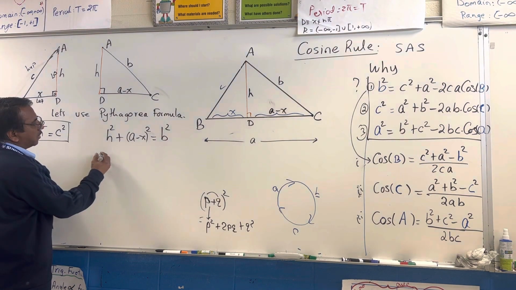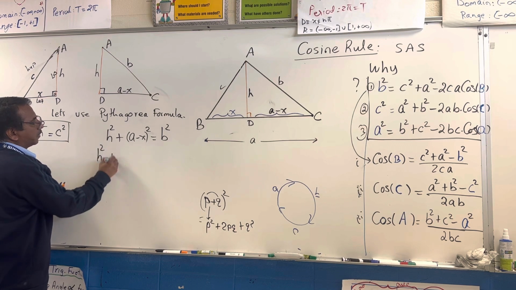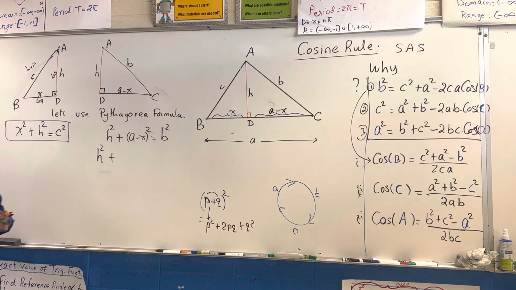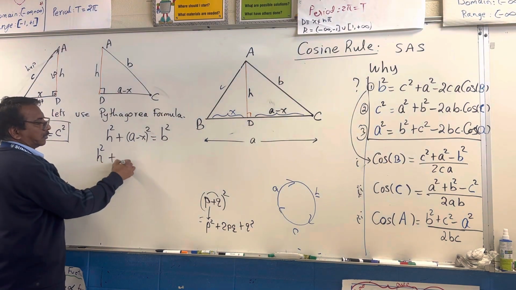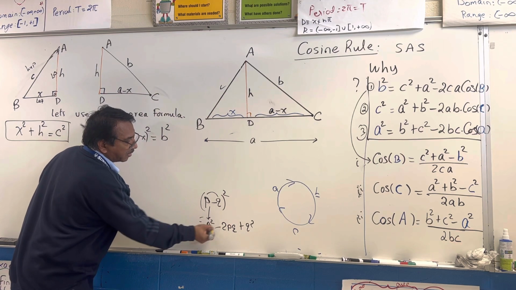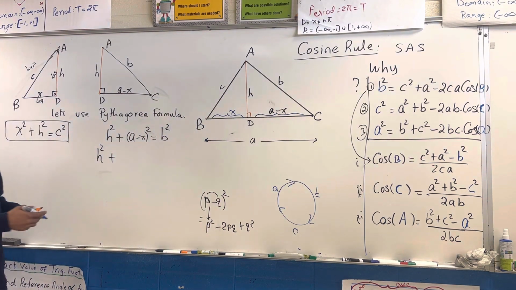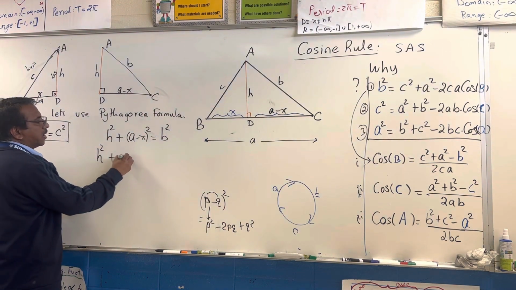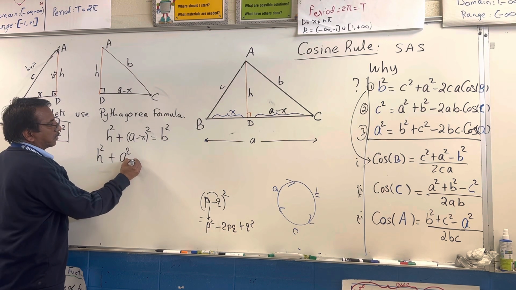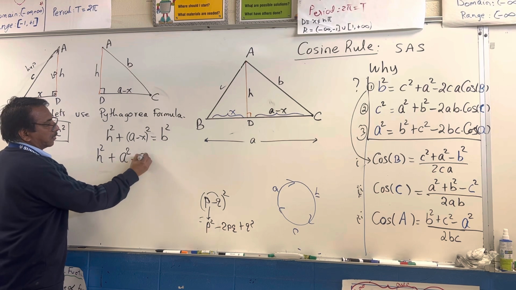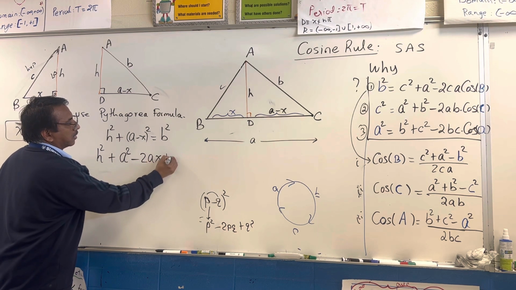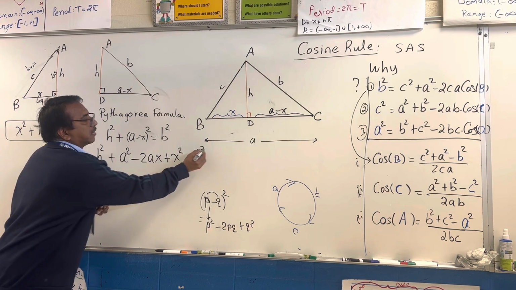Right here, expand. So h square stays the same. Natalie, can you tell me how to expand this? So remember, if this is minus, this will be minus, right? That's how it works. So a square, then minus 2ax, very good. And then plus x squared. Very good. Got it? So far so good?